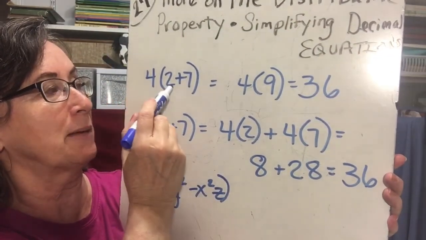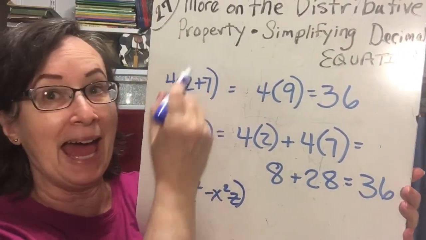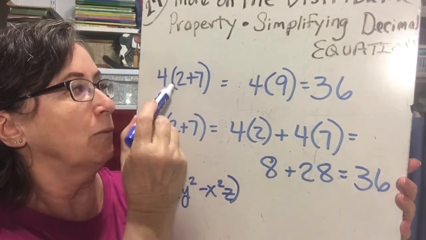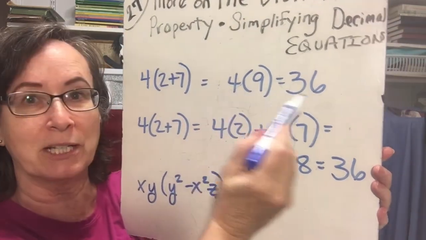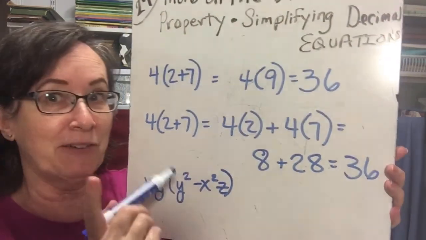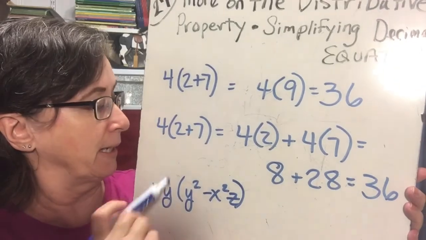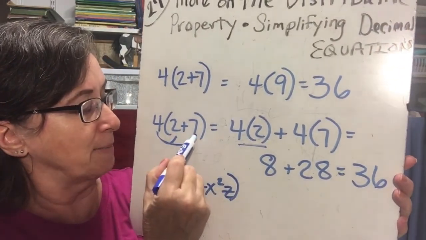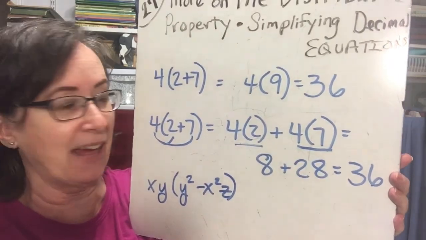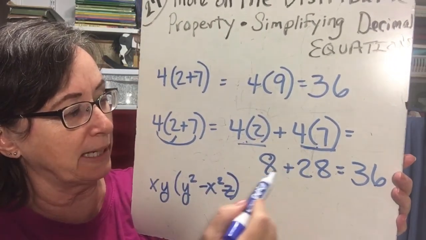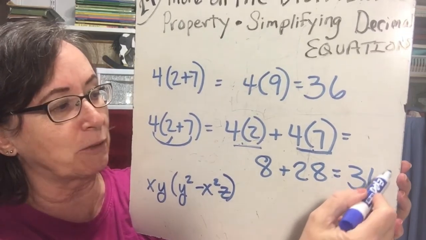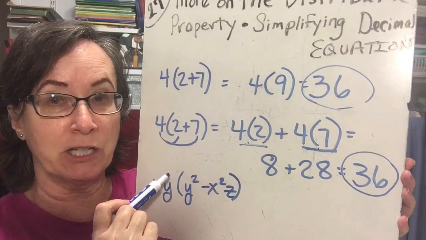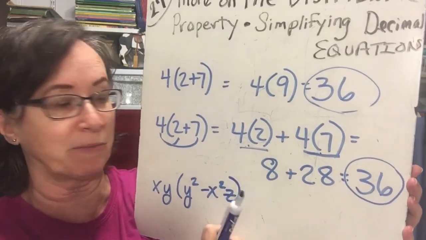If we take 4 times 2 plus 7, and we add first inside, following our order of operations, we would get 4 times 9, which is 36. If, however, we use the distributive property instead, we would get 4 times 2 and 4 times 7 added together, which would be 8 plus 28, is 36. So we get 36 whether we follow the order of operations or the distributive property.